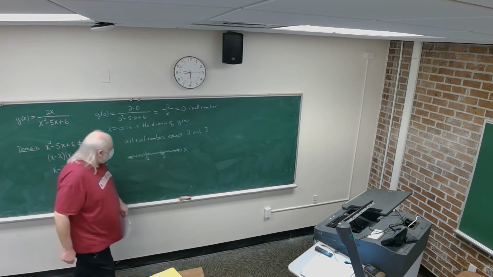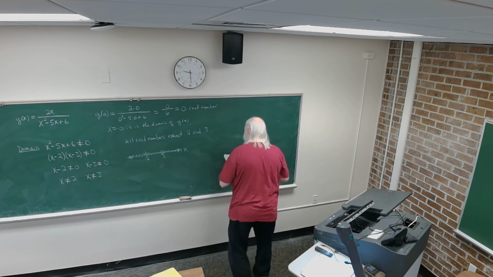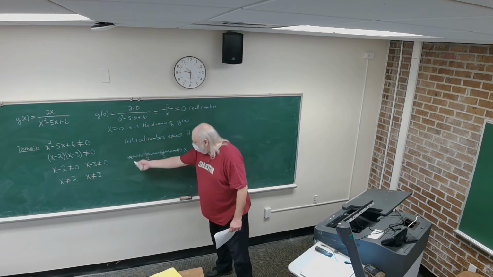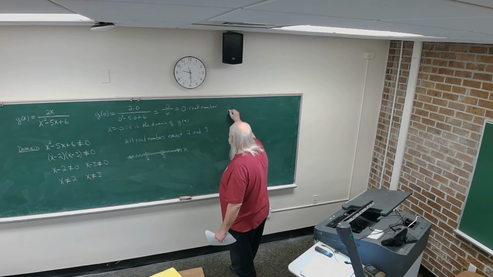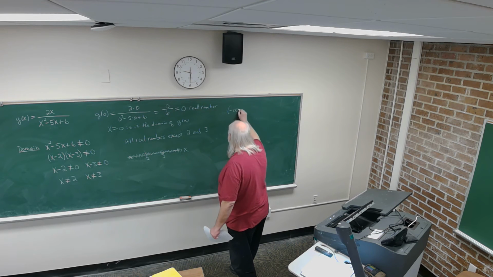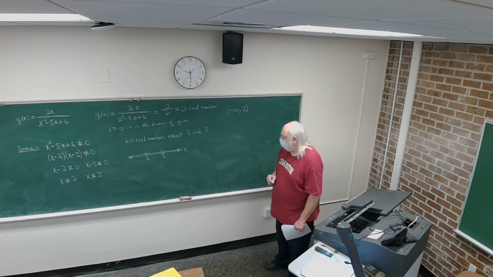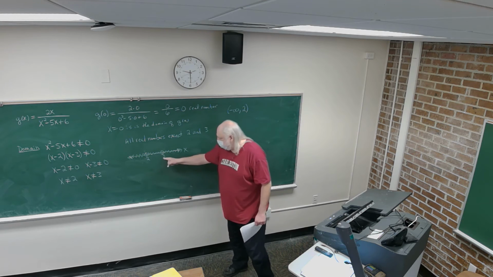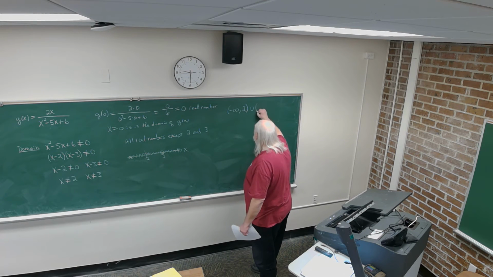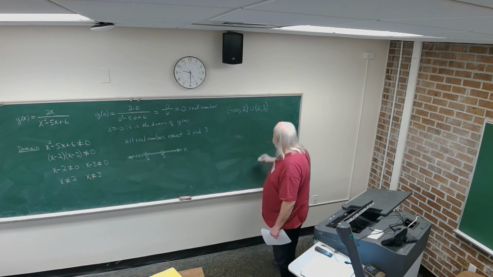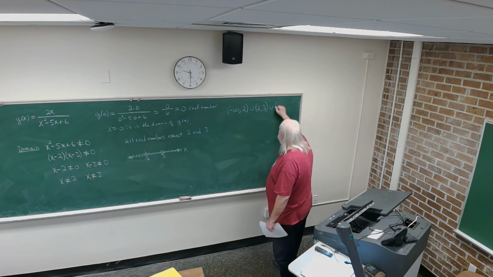Well, in interval notation, because ultimately you have to write the domain in interval notation. So this first interval, for all real numbers less than 2, how do we write that? Parentheses, minus infinity, comma 2, right parentheses. For all the real numbers greater than 2 and less than 3, how do we write that? Parentheses, 2, comma 3, right parentheses. And for all real numbers greater than 3, how do we write that? Parentheses, 3, comma, plus infinity.